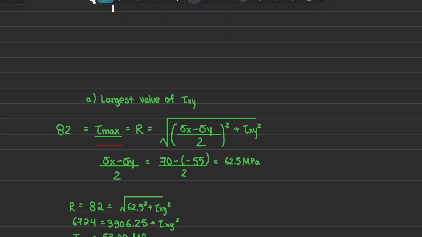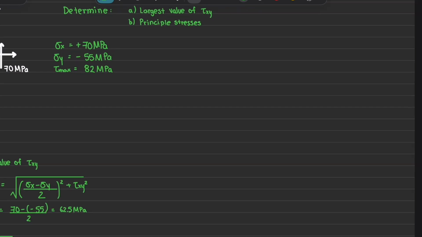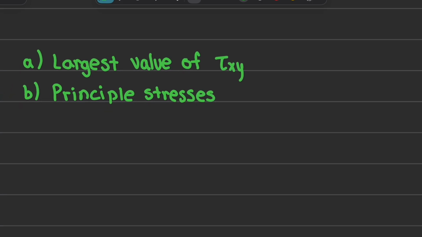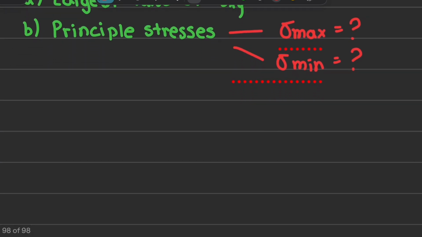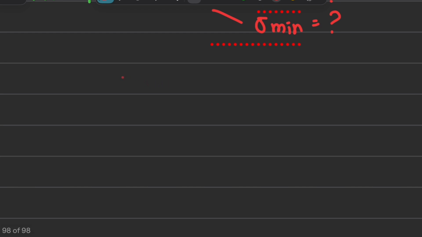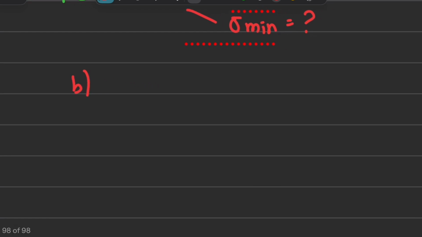And let's move on to part B, which is finding the principal stresses. What are the principal stresses? What are we trying to find? We're trying to find the maximum normal stress. And we're also trying to find the minimum normal stress. These are called the principal stresses. So how do we find those? There's formulas for these. So let's do it.